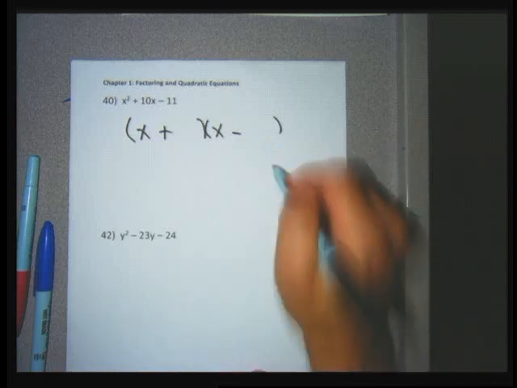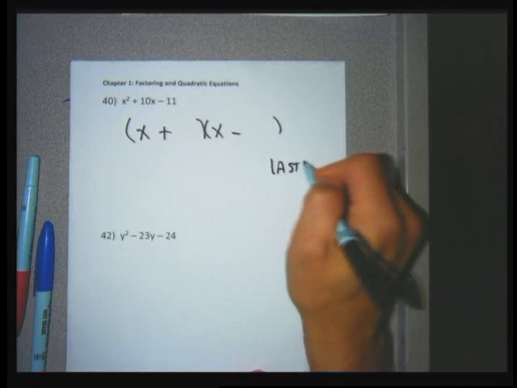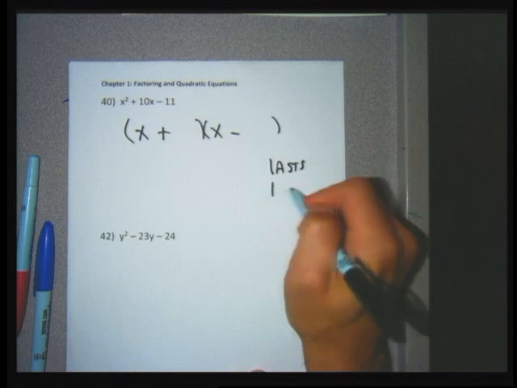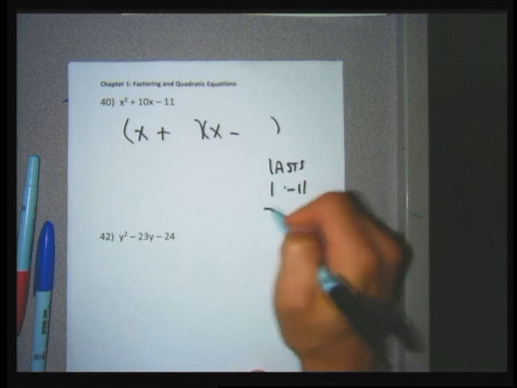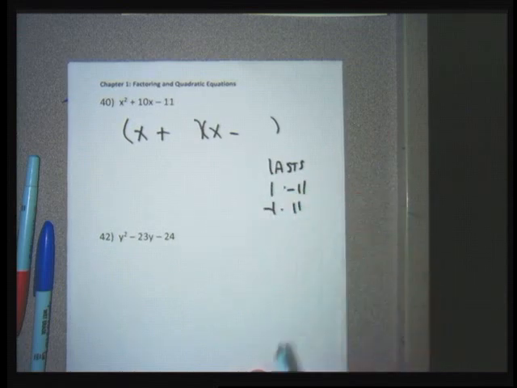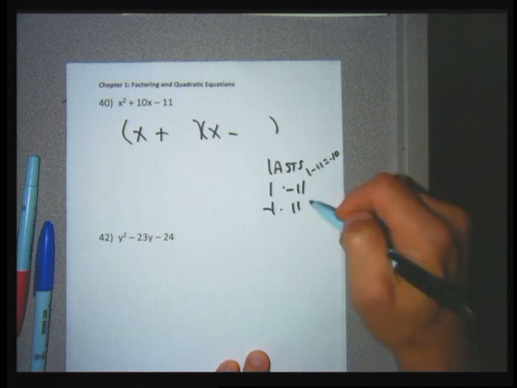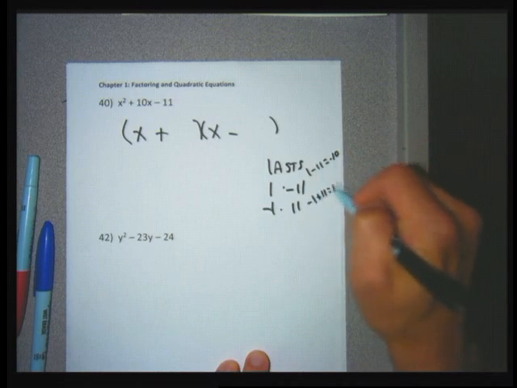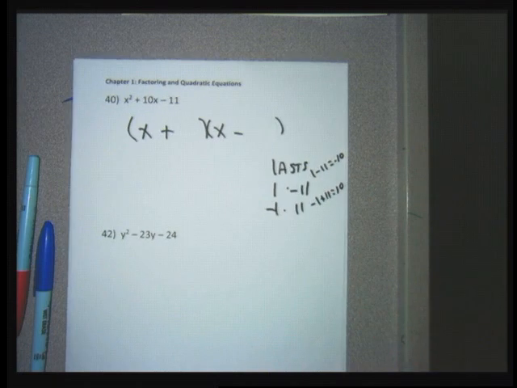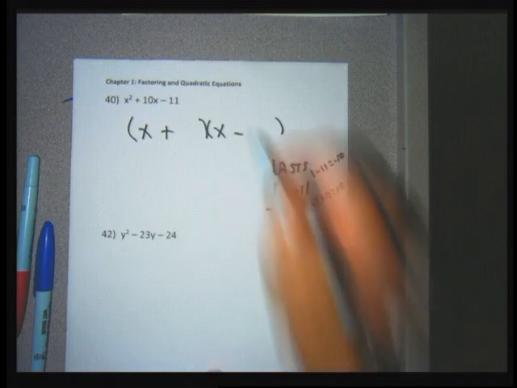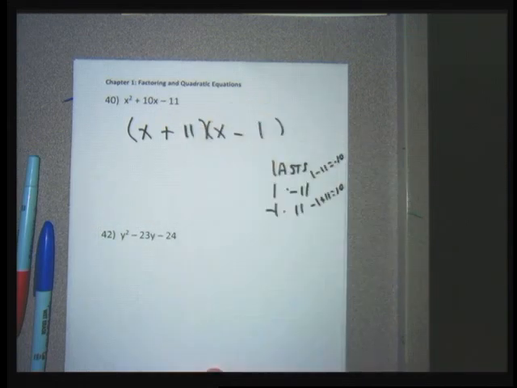For my lasts, I have to get that negative 11. I can get a positive 1 and a negative 11, or a negative 1 and a positive 11. I need the one that gives me a positive 10. The top one, 1 minus 11, gives me negative 10. The bottom one, negative 1 plus 11, gives me positive 10. So the negative has to go with the 1, and the positive has to go with the 11.